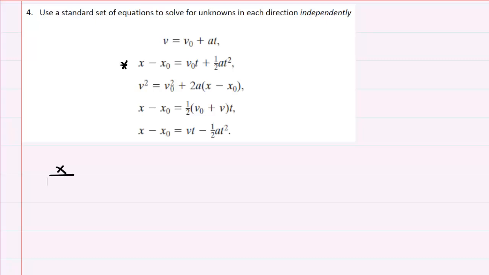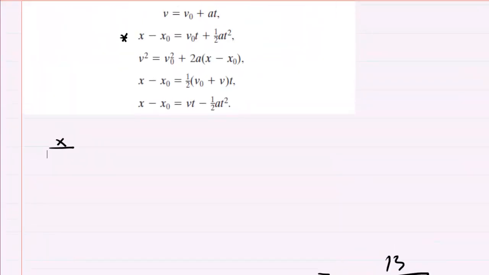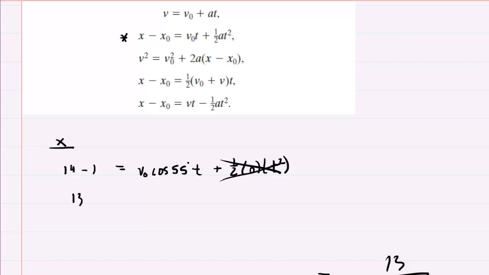Now, recall that the final and initial horizontal coordinates were 14 and 1 feet respectively. So we'll have 14 feet minus 1 feet is equal to, the initial velocity was the V0 cosine of 55 degrees multiplied by the time t plus 1/2 times the acceleration in the horizontal, which is 0, times the time squared. This term will drop out, and then we'll just have 13 feet is equal to V0 cosine of 55 degrees times time. So we have two unknowns in this equation.